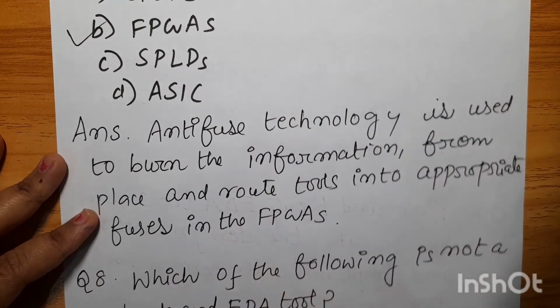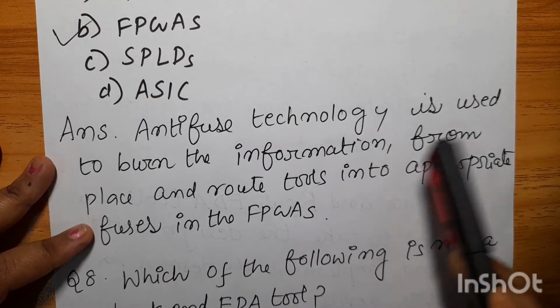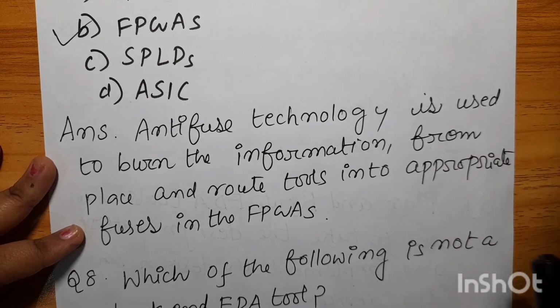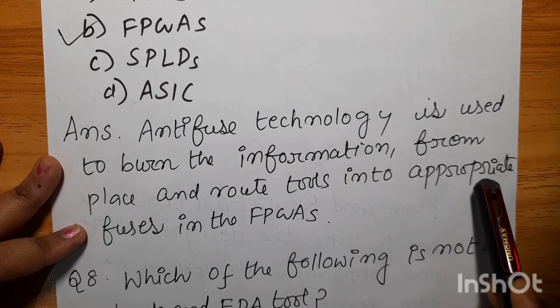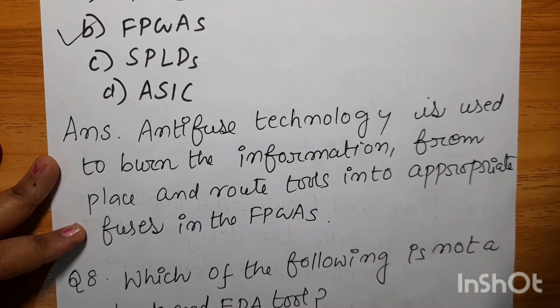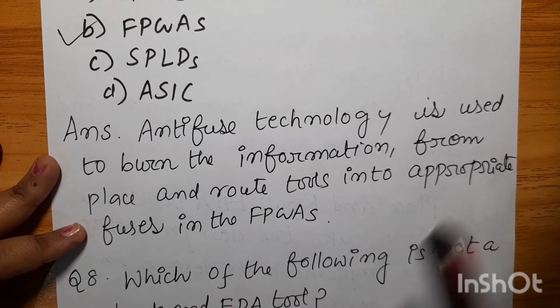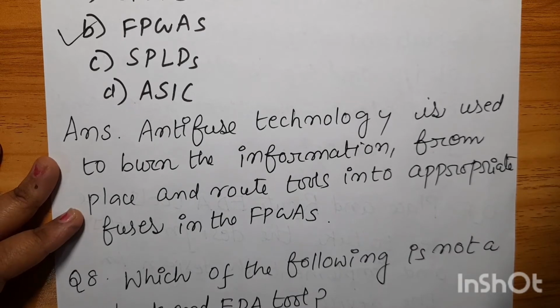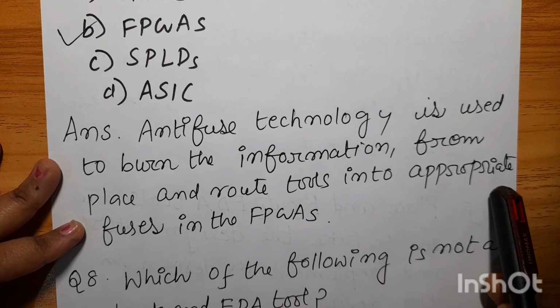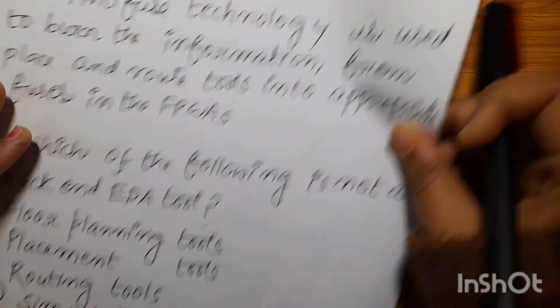If I elaborate the answer, anti-fuse technology is used to burn the information from the place and route tools into appropriate fuses in the FPGAs. FPGAs are full of fuses and connections, and you have to burn them. It is used to burn the information from place and route tools into appropriate fuses in the FPGA.